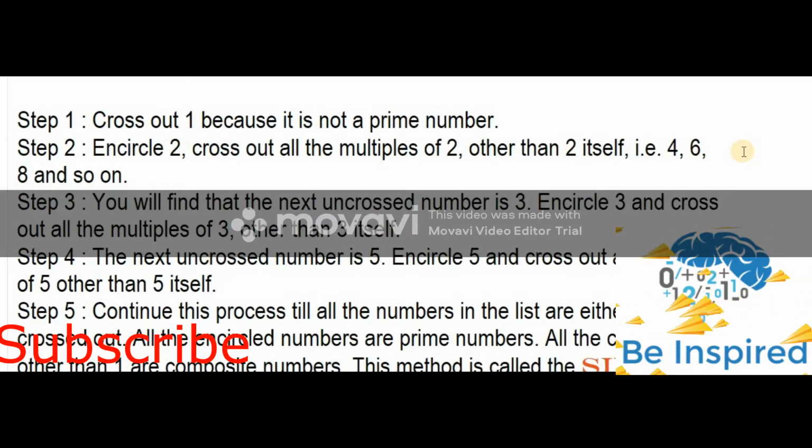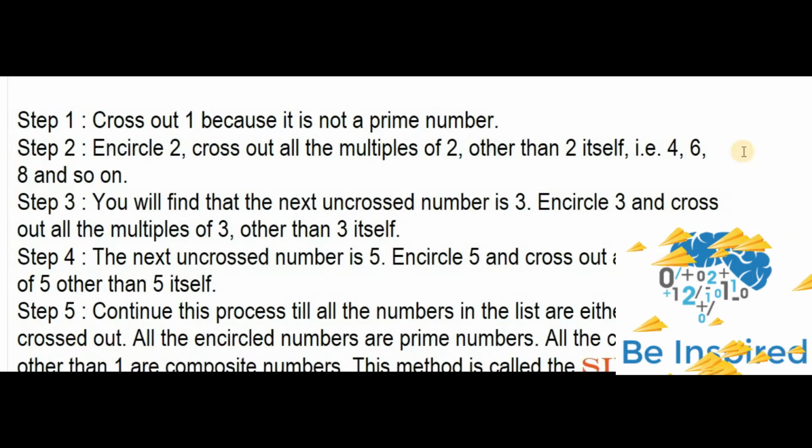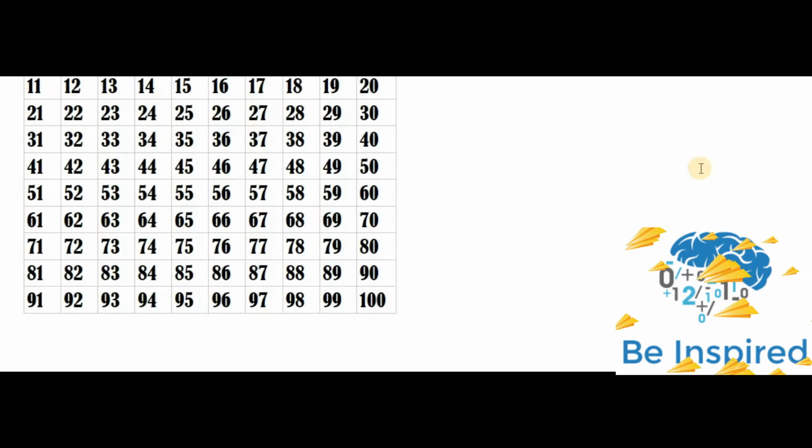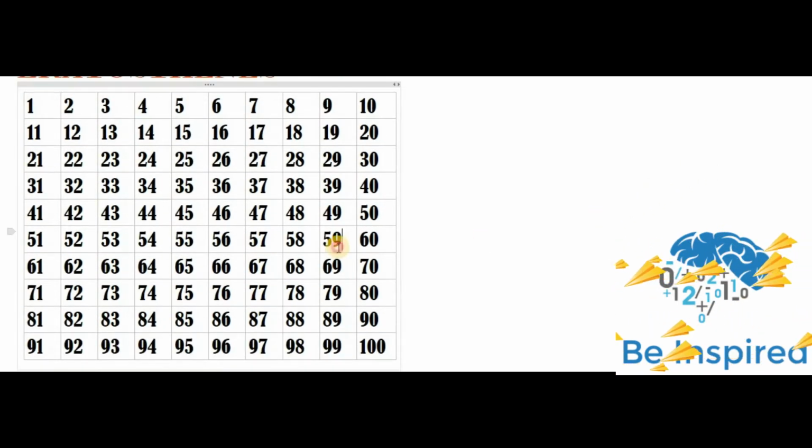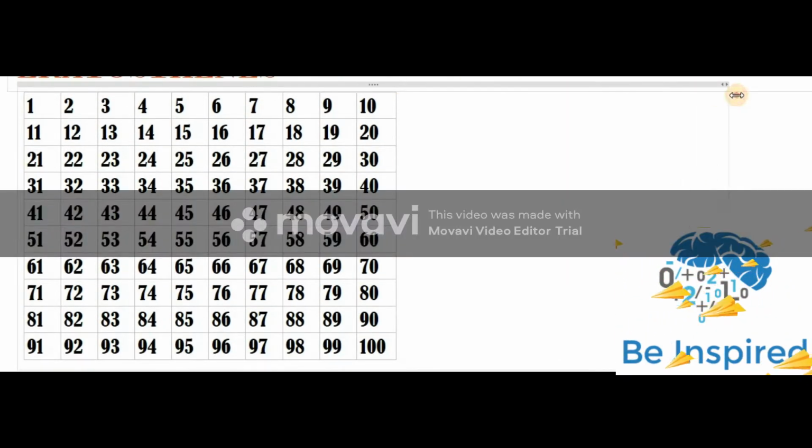Now what is the second step? He is saying encircle 2. Cross out all the multiples of 2 other than 2 itself. That is 4, 6, 8 and so on. So what the second step is saying is just cross out all the multiples of 2 except 2. Other than 2 in this table, just cross out all the multiples of 2. So we will just go through this.